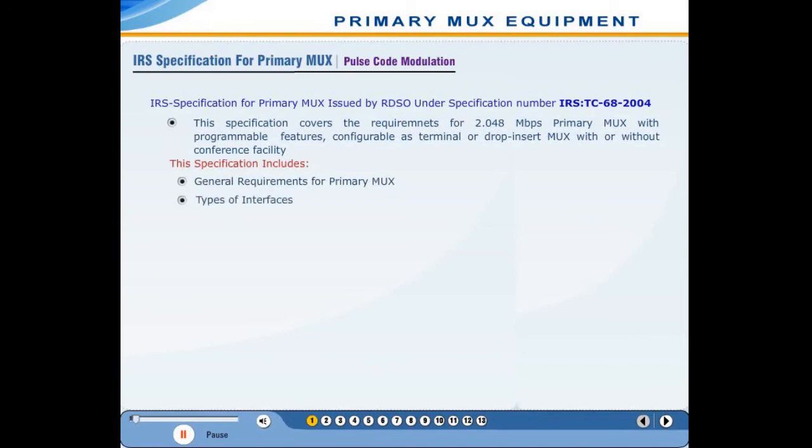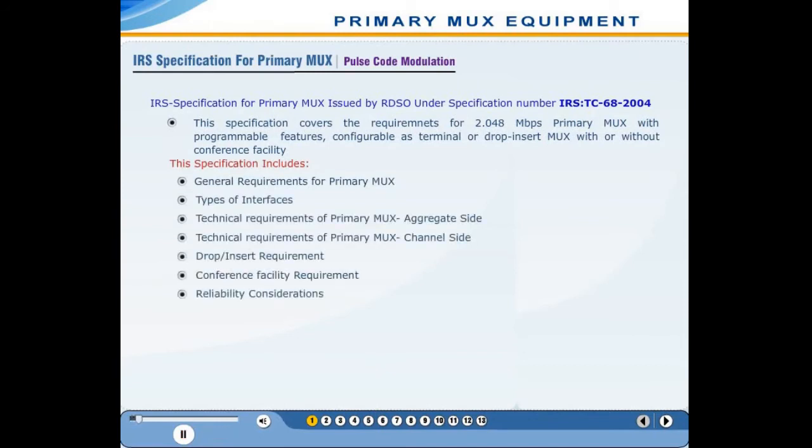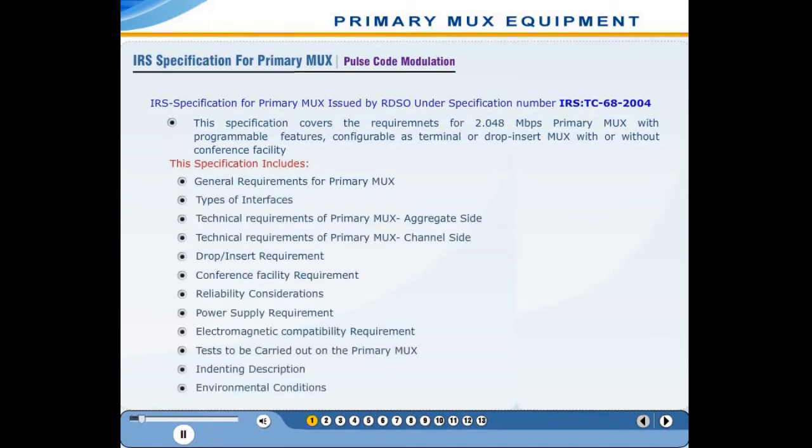IRS specifications for primary MUX issued by RDSO under specification number IRS TC68 of 2004 covers the requirements for 2.048 megabits per second primary MUX with programmable features, configurable as terminal or drop insert MUX with or without conference facility.